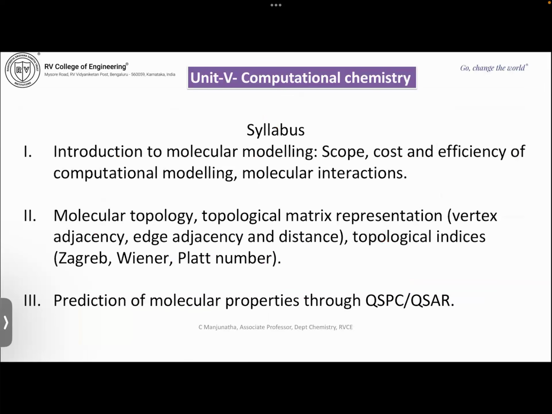So in my previous recording, in part one, I discussed the introduction to molecular modeling, scope, cost, efficiency, and computational modeling, and covalent and non-covalent interaction. And in part two, I discussed molecular topology, and in that I discussed topological matrices like vertex adjacency matrix, edge adjacency matrix, and distance matrix. And in the third part, I discussed in detail topological indices like Zagreb number, Wiener number, and Platt number.